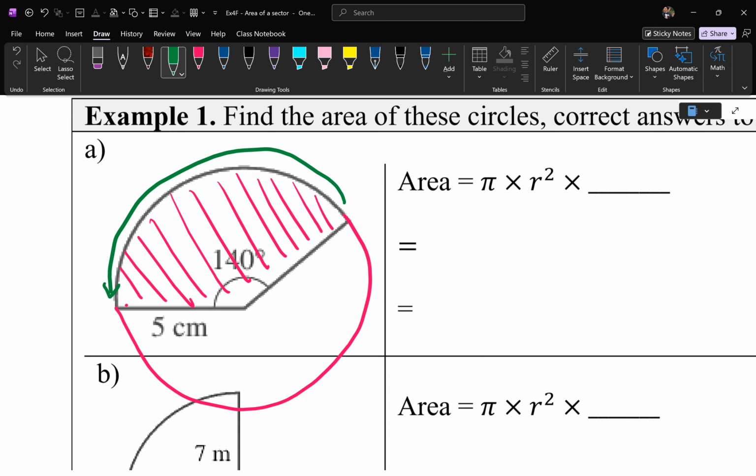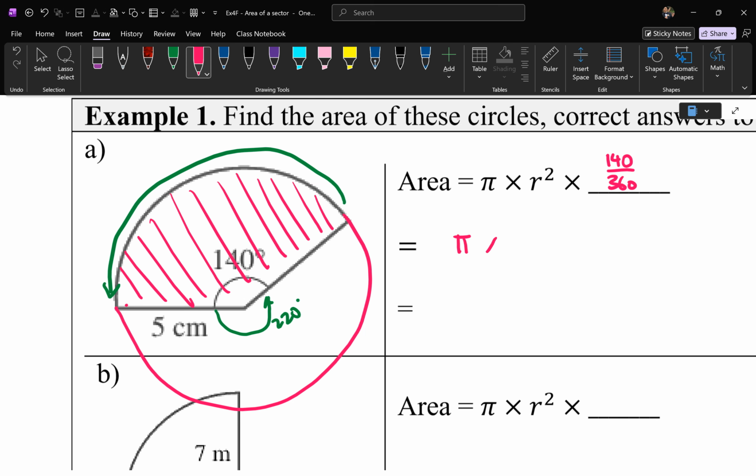140. Very good. So this is the minor sector. This is the major sector. So clearly, if this is 140, what's the angle on this side? 160. Whoa, not 160? 220. Okay, they have to add up to 360. So this is the angle for a major sector, but based on the shape, clearly we're working for the minor sector. So the area should be 140 over 360 and not 220 over 360.